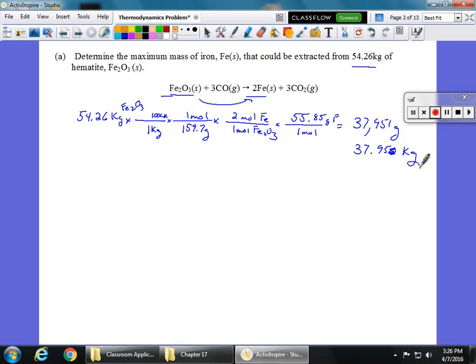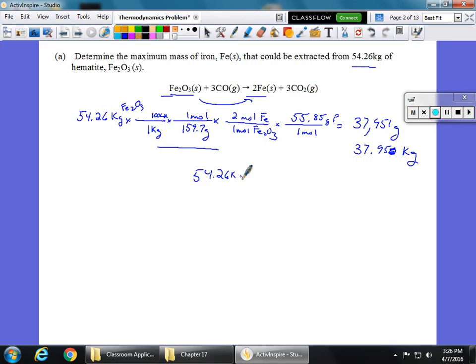Any way you want to do this, I'd say this is a 2-point problem. One is probably for getting the correct mole calculation of your iron oxide, and another point for solving all the way through.